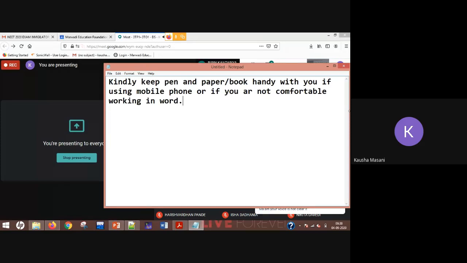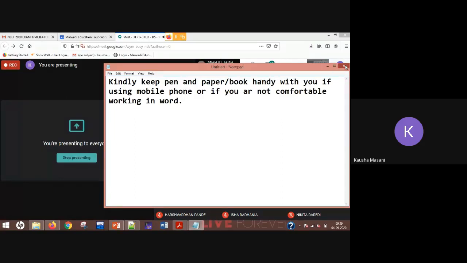And for all those who have joined again, this is the instruction for you. Also, it is displayed on your screen, and I'm repeating it again. Please do have your pen or paper handy with you if you have joined this session with the help of your mobile phones, or if you are not very much comfortable working in Word.